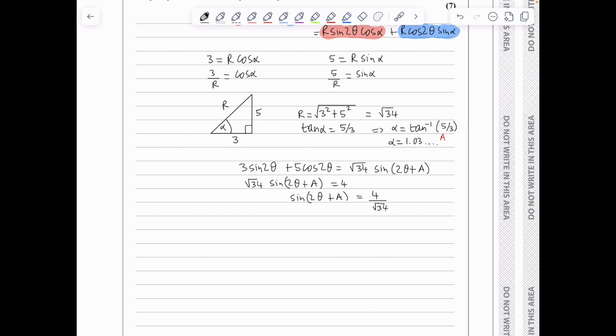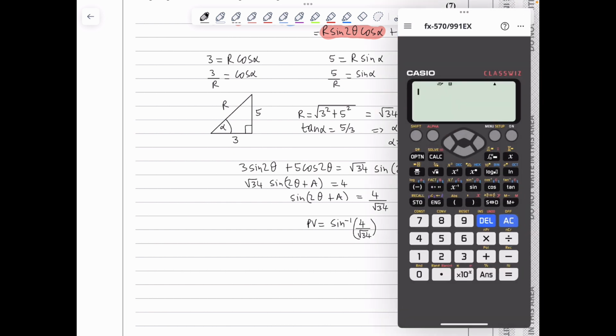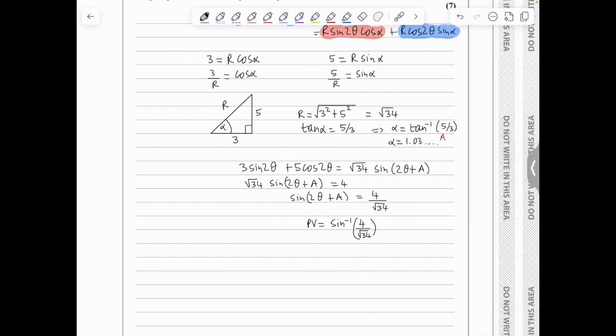I will proceed by finding the principal value. So I'll be doing PV is shift sine of 4 over root 34. So once more, I'm gonna go on my calculator. I will do shift sine of 4 over root of 34. I will press the equal sign. This number will now be stored on B, so I will store this on B. So it's 0.7559. Let me write this down, 0.7559... which I have stored on B.